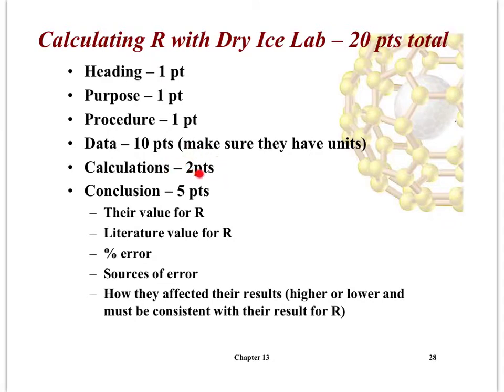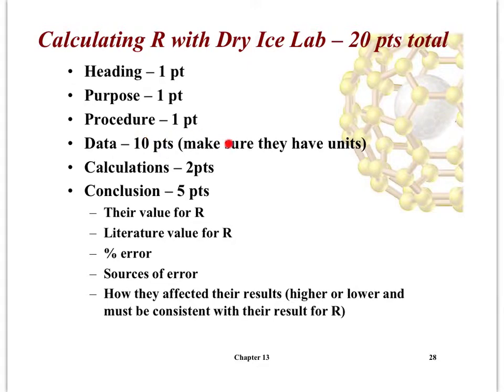Calculations are 2 points, so their first calculation is the value for R. So they should say R is equal to P times V over NT. And then the second calculation is the percent error, so observed minus accepted over accepted times 100%. And of course the accepted value was 62.4 millimeters of mercury times liters per mole Kelvin.